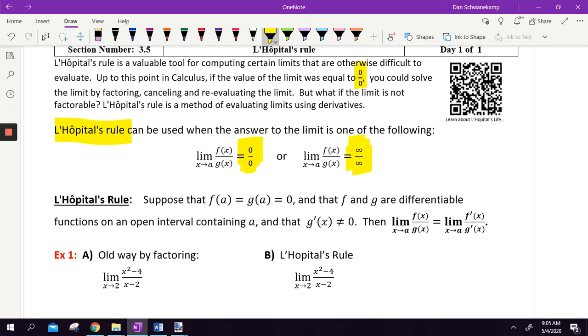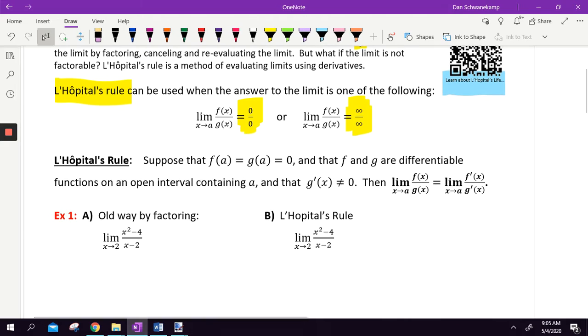Okay, L'Hopital is a mathematician. He has a very interesting life. In fact, he has this rule named after him. He really just bought the math from a farmer. It's an interesting story. Check out his Wikipedia page. It's pretty interesting.